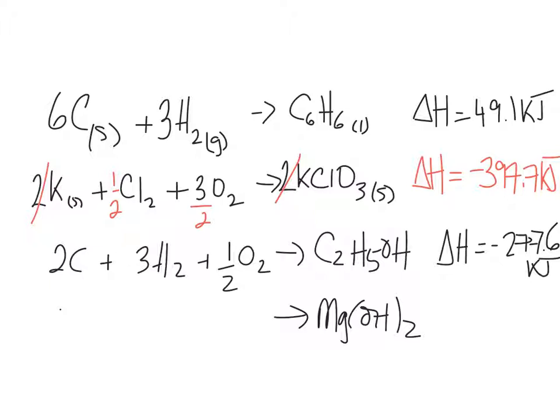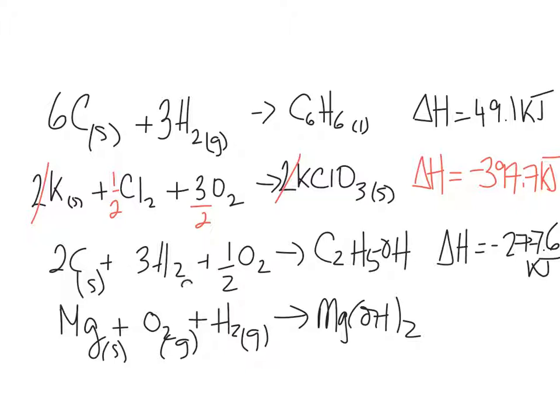I did magnesium plus O2 plus H2. Yeah. And what is our delta H? Negative 924.25 kilojoules. Wow. That gives off a lot of heat.